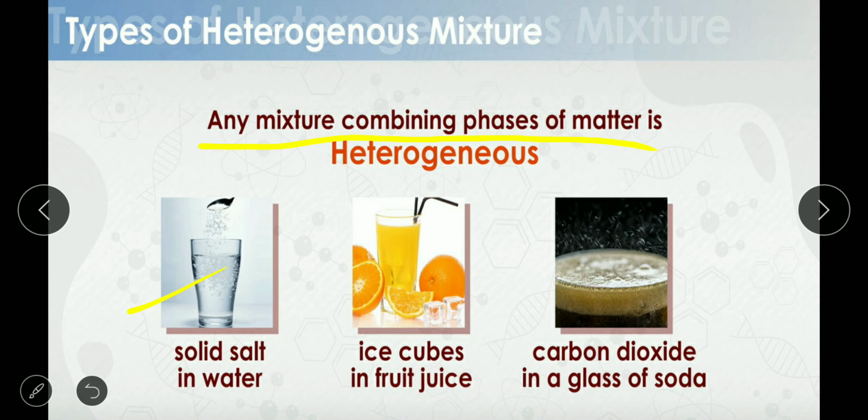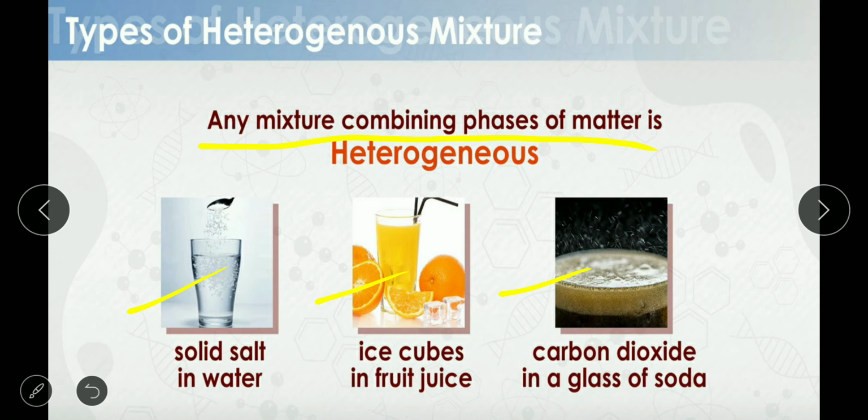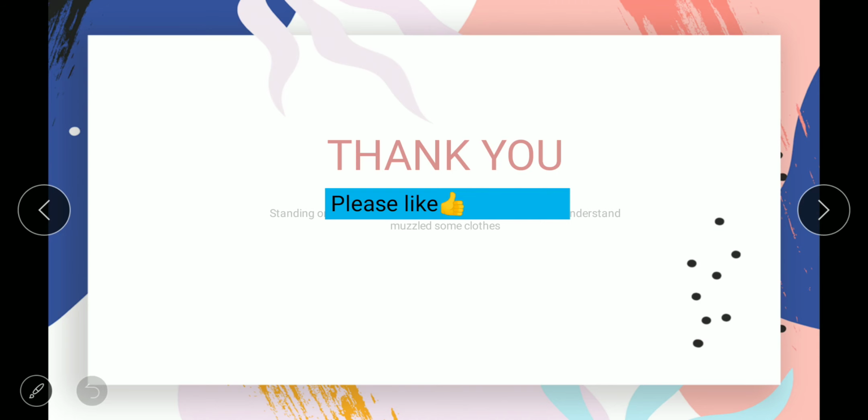Examples: solid salt in water, ice cube in fruit juice, carbon dioxide gas in soda, and also a water mud mixture. Particles in a heterogeneous mixture can be separated by physical methods. For example, an ice cube in juice can be separated using a filtration method.